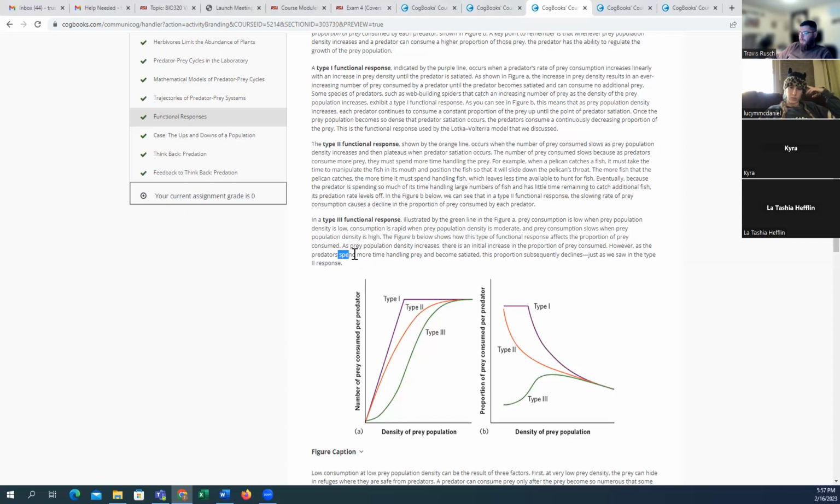Yeah, and then it talks about spending more time handling prey and becoming satiated, and that's why it plateaus, and this one does it at the same level. I had written down that the predators have to have more practice. I think that's in reference to type 3.